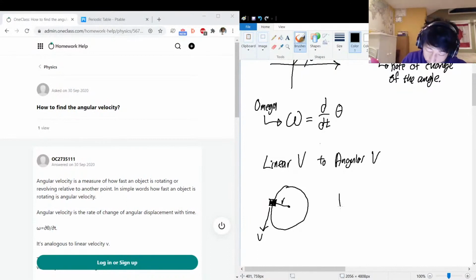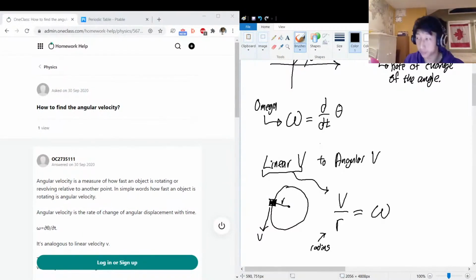So the actual equation is v over r. So linear v divided by r, where r is the radius, is equal to omega. Okay? And the units perfectly work out. Linear velocity would be something like meters per second. r would just be meters. So all you'd have left is one over seconds, which is the same as radians per second.